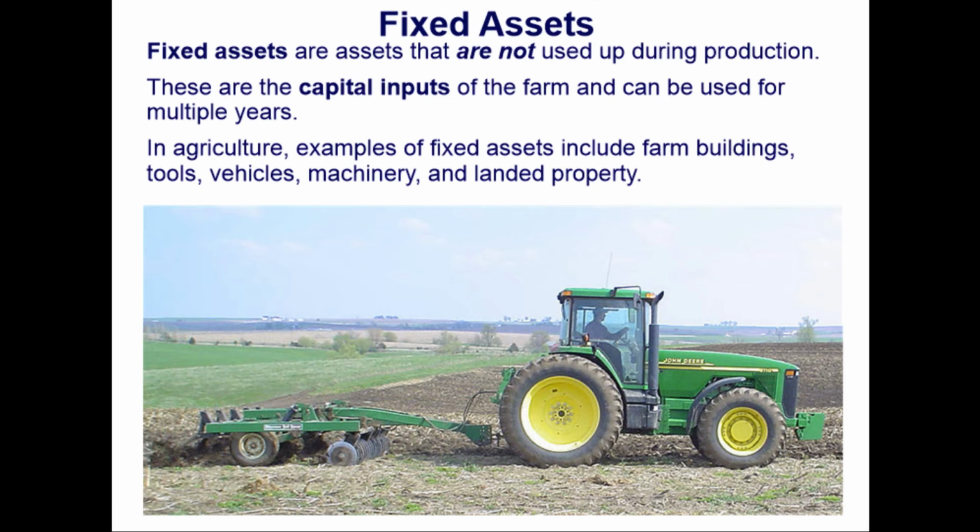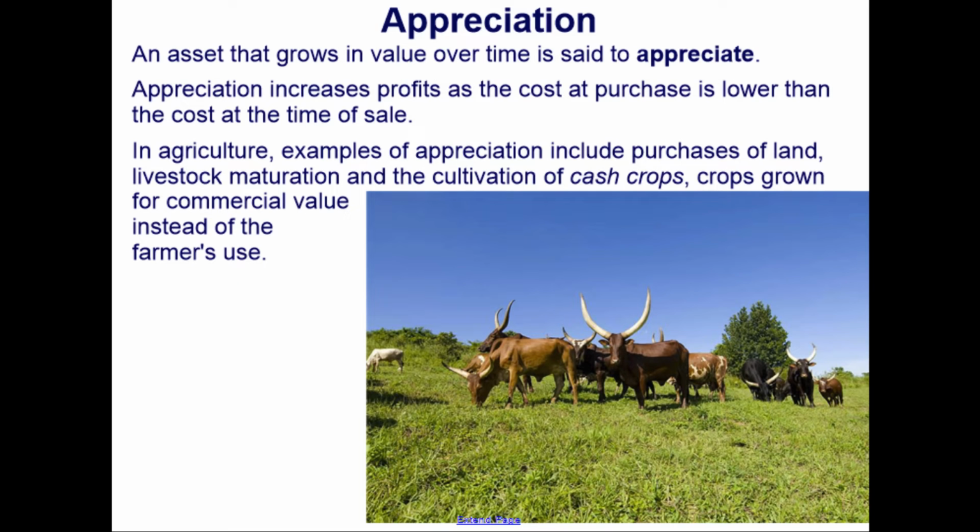Fixed assets. Fixed assets are assets that are not used up during production. These are the capital inputs of the farm and can be used for multiple years. In agriculture, examples of fixed assets include farm buildings, tools, vehicles, machinery, and landed property.